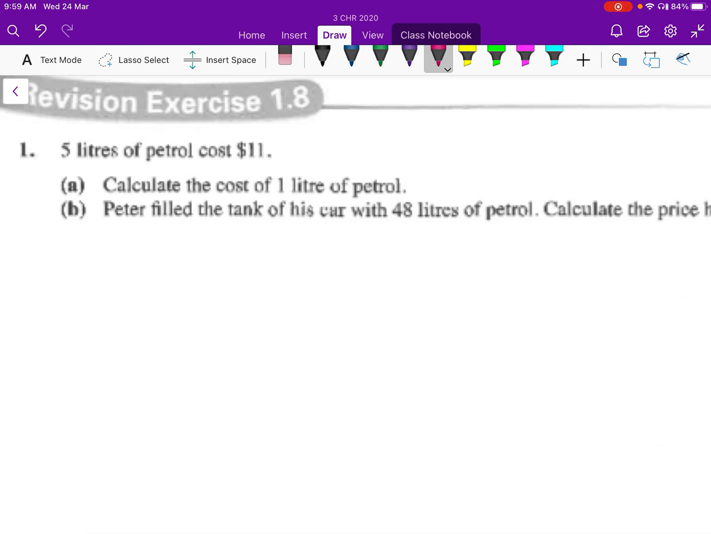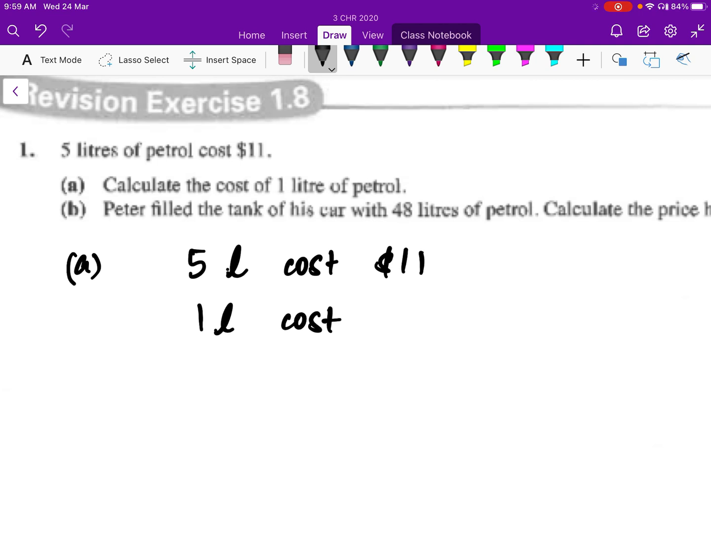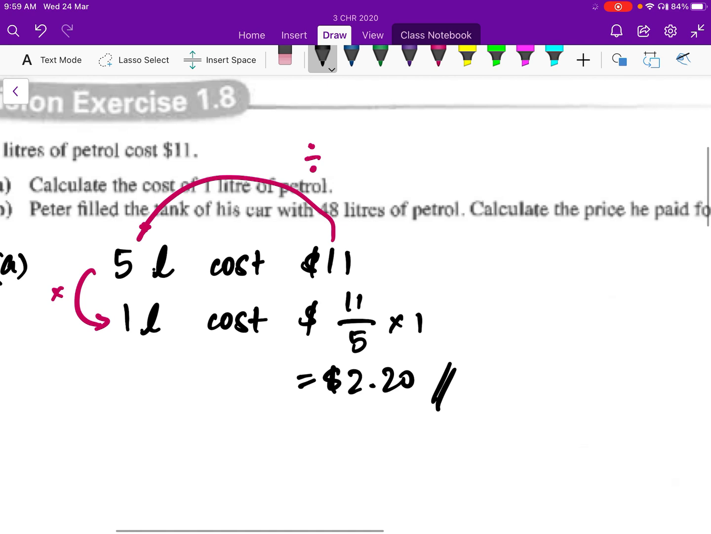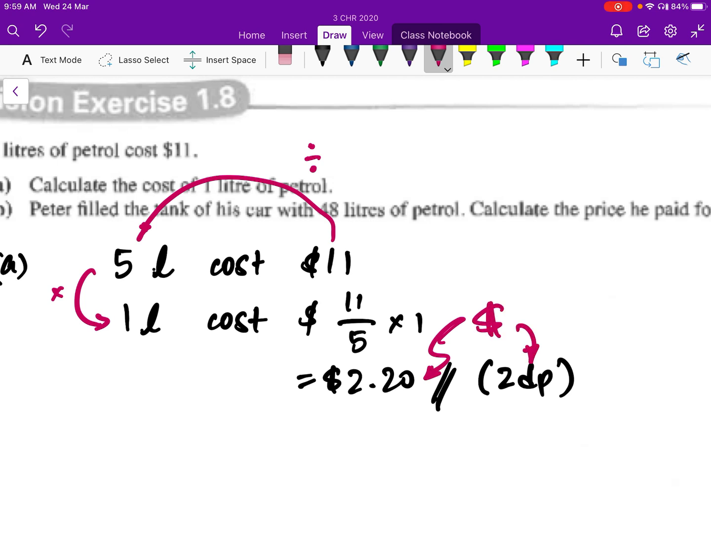5 liters cost $11. 1 liter costs how much? Part A, 5 liters cost 11. 1 liter cost, same thing. Divide, multiply. 11 over 5 times 1. Times 1 no need to write. Okay, so we have 11 divided by 5 to give us $2.20. So this will be in 2 DP because money. So it is in 2 decimal places.